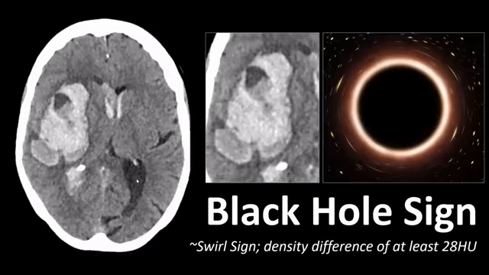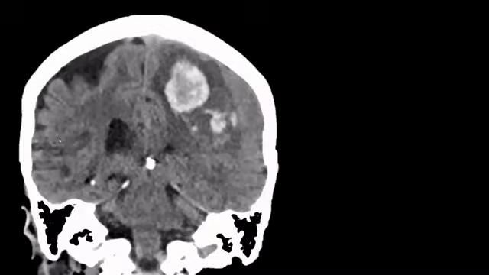Definitely there's going to be a density difference of more than 28, because this looks like fluid, must be like 0 or in the neighborhood of 0, and this is blood, so this is like 60 to 100 or so. Okay.